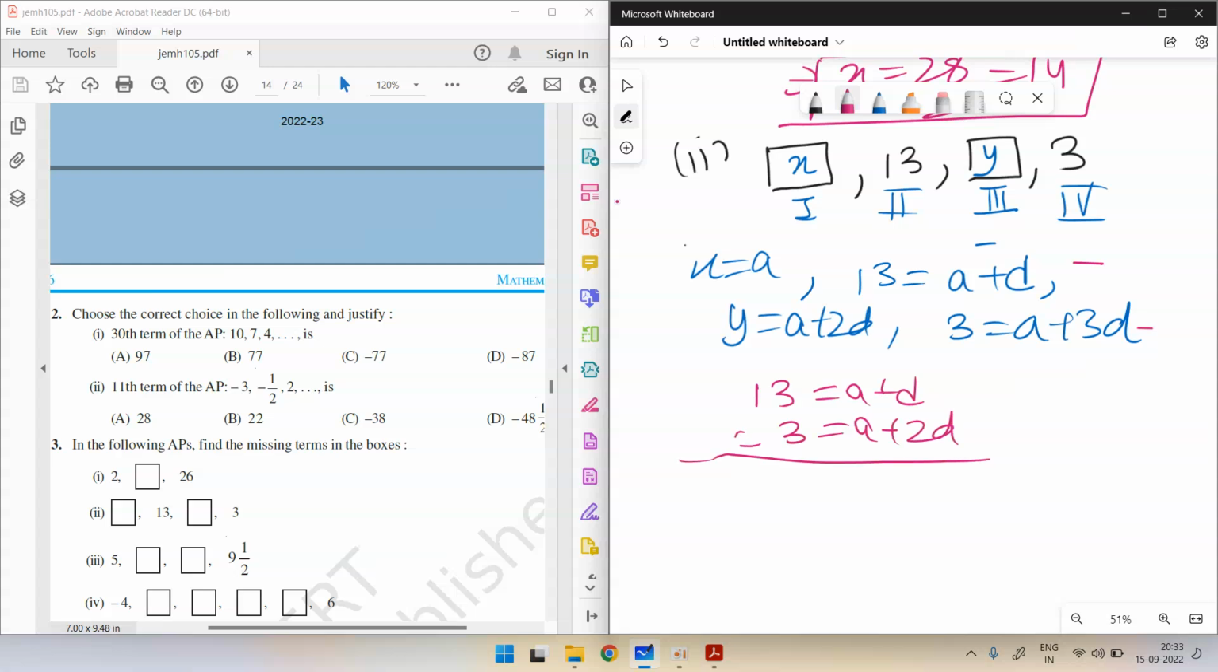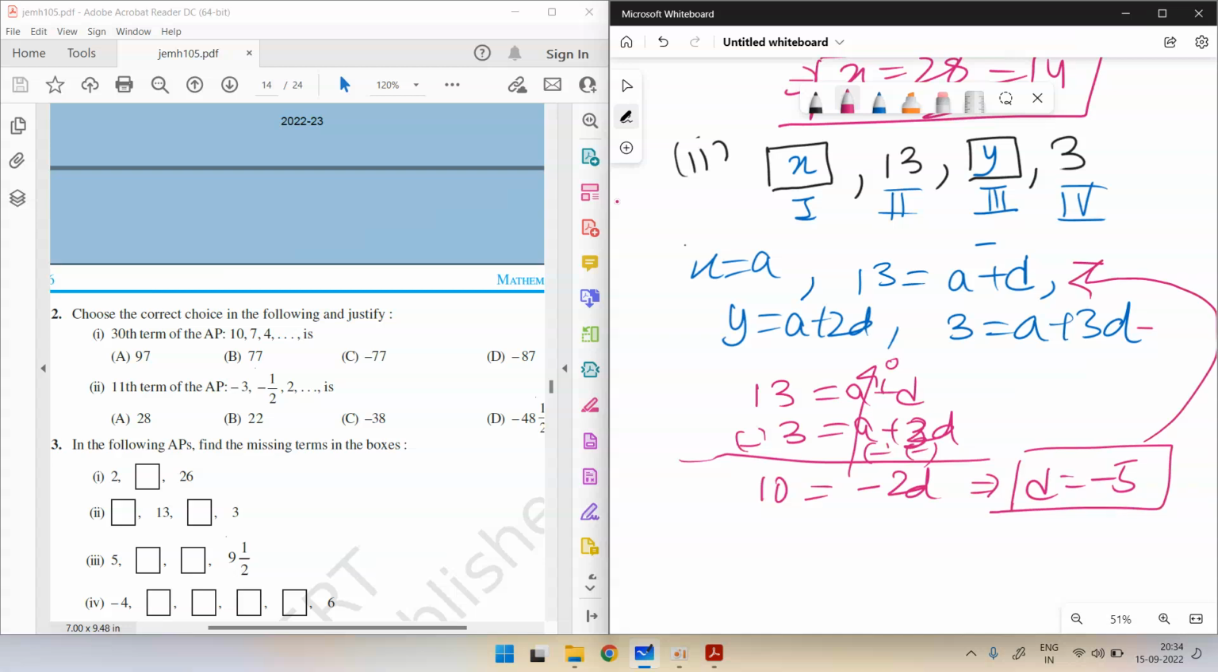If I subtract the two equations, what I get is a plus 3d. So if I substitute this, a must have become 0, and 13 minus 3 is 10. a minus a is 0, and a minus 3d is minus 2d, which implies that d equals minus 5. If d is minus 5, now if I substitute this value of d, 13 equals a minus 5, which implies that a is nothing but 18.